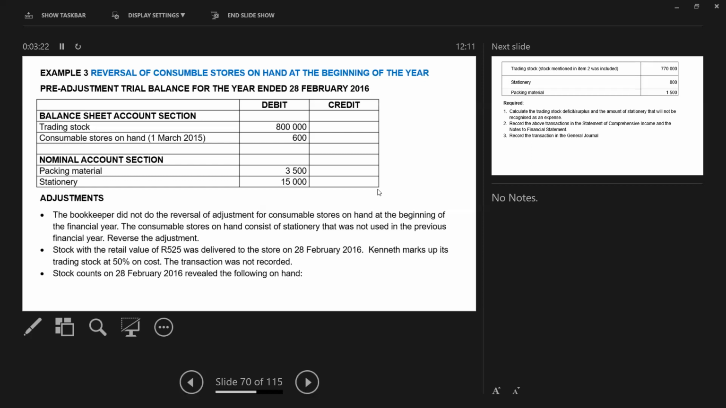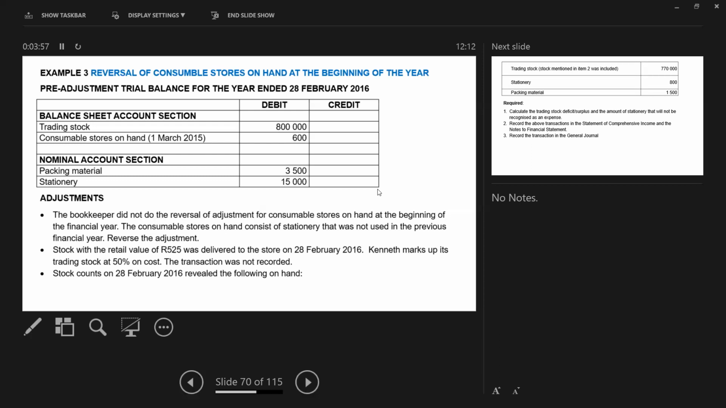All right. And they tell us that under adjustments, the bookkeeper did not do the reversal of adjustment for consumable stores on hand at the beginning of the year. That is why we have it in the trial balance. Then they say the consumable stores on hand consist of stationery. Oh, that's what this is made up of. Highlight that, stationery. We know that consumable stores on hand is made up of stationery that was unused in the previous financial year. Reversed adjustment. So obviously, in the current financial year, that will be used.